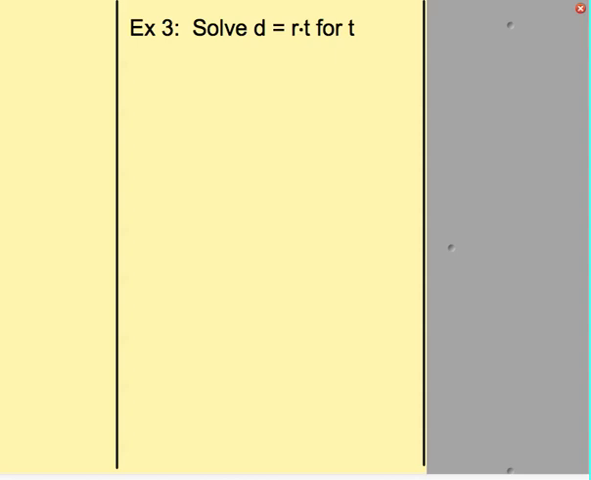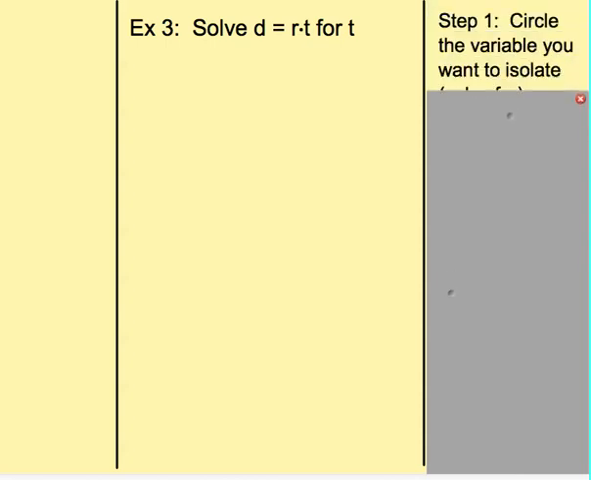As promised, I have a few more examples. I wanted to try and keep the videos short though, so instead of organizing them by topic, I'm just going to organize them by time. All right, step one, circle the variable we want to isolate. Get that visual reminder of what it is we're looking for. And in this case, we're looking for t.